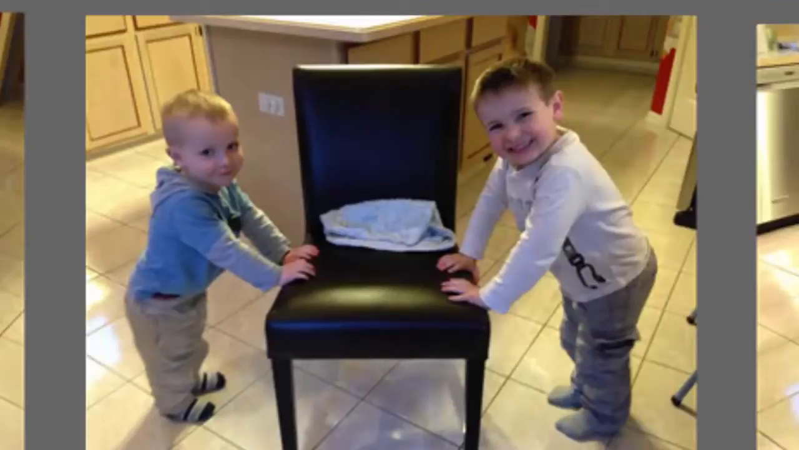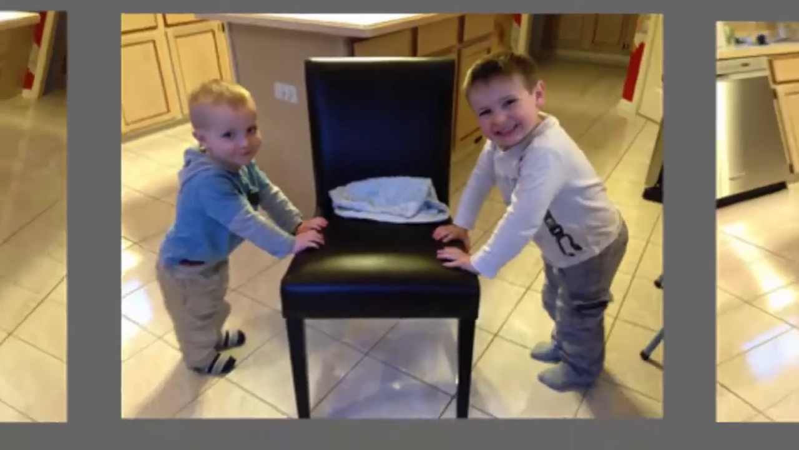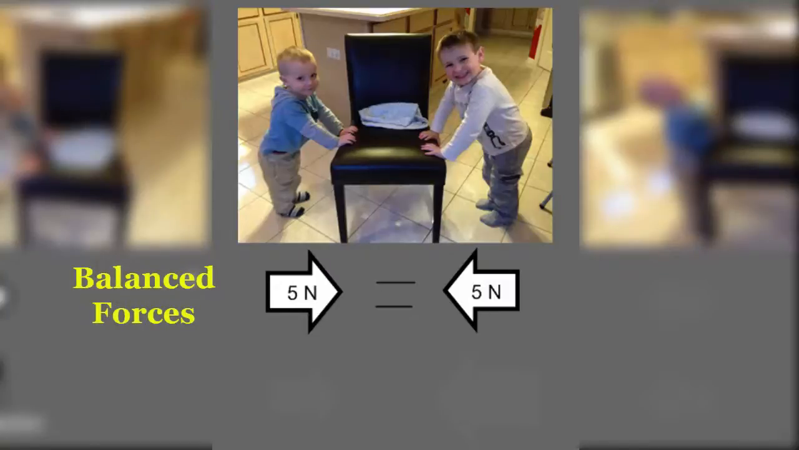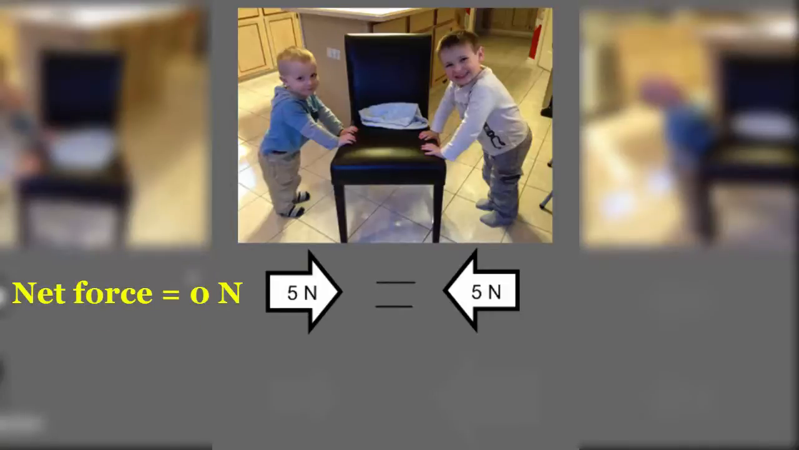In the second scenario, we have both boys pushing on opposite sides of the chair. Two things can happen here. The first situation you could have is if both boys are pushing with the exact same magnitude, 5 newtons on one side and 5 newtons on the other side. You would have equal forces canceling each other out. This is called balanced forces. And if they cancel each other out, you're going to get what's called a net force of 0. 5 minus 5 is 0. Your net force will be 0 newtons, and therefore the object will not move.